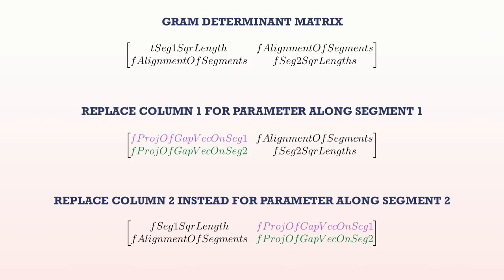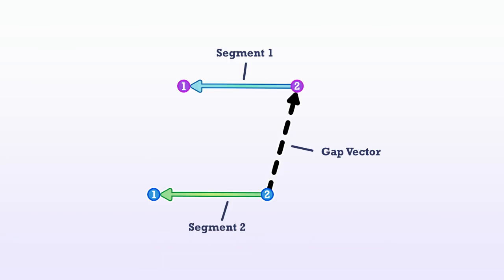The gap vector serves as a basis vector for projection onto the infinite line that contains the line segments. There is nothing inherently special about it. We could use any vector as long as we use it consistently.